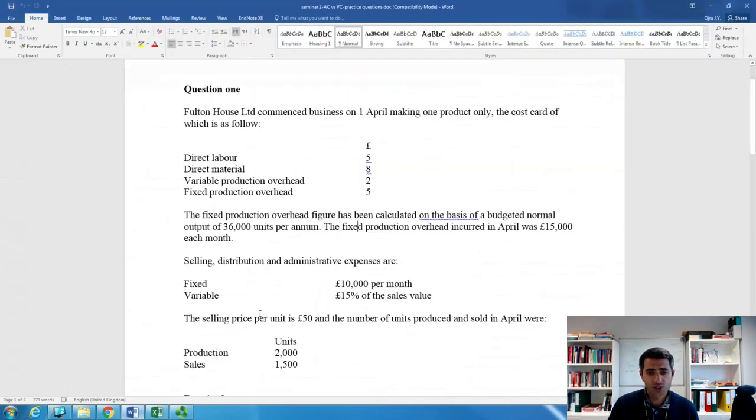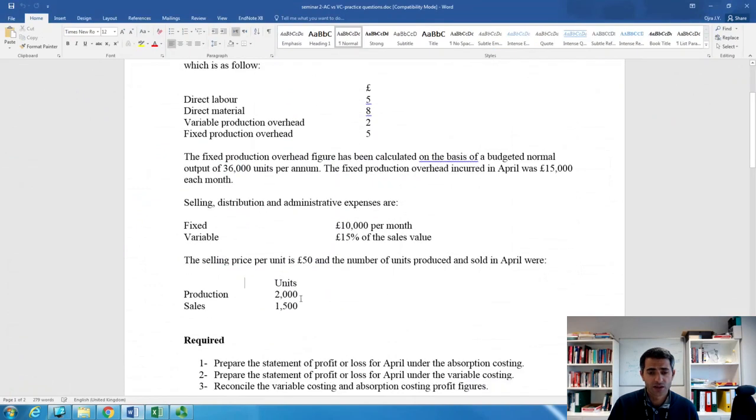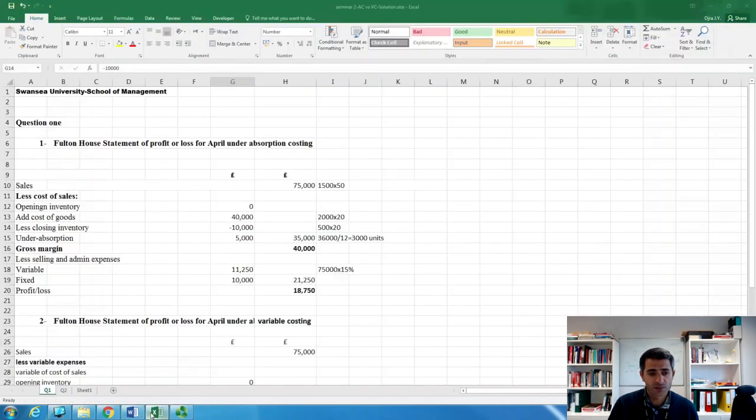Because the question tells you that they sold 1,500. That's fine, but what happened here? They produced 2,000. In this case, they were left with 500, and this 500, remember that you need to multiply by 20, the product cost per unit. So now let's come to under or over absorbed. Here is under absorbed. Why is it under absorbed?